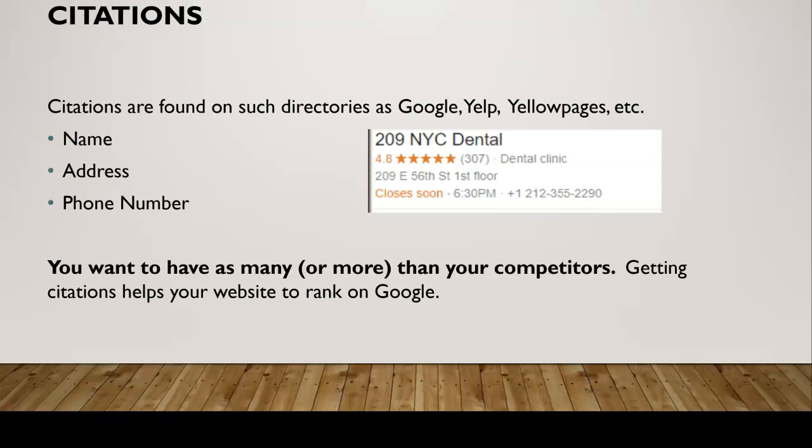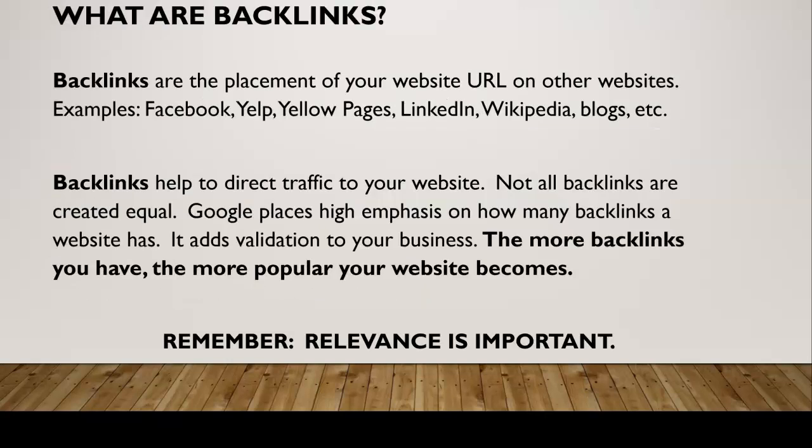There are also citations. Google, Yelp, Yellow Pages, those are examples of citations. In your citations, it's just your company name, address, and phone number. There's an example right there on the screen. But you want to get as many or even more than your competitors. Google likes to see companies have lots of backlinks. So that's something that you would want to do gradually, add more backlinks. I'm sorry, citations, backlinks. I'm getting ahead of myself.